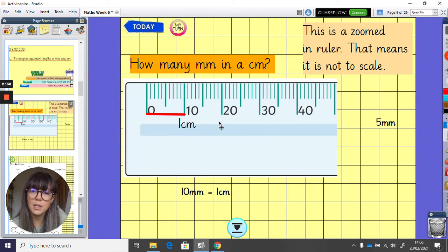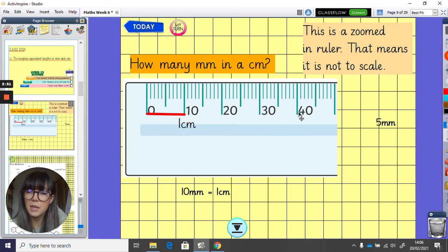So how many centimetres in 20 millimetres? That's right, there'll be 2. And how many in 30 millimetres? 3 centimetres. And how many in 40 millimetres? That's right, 4 centimetres.